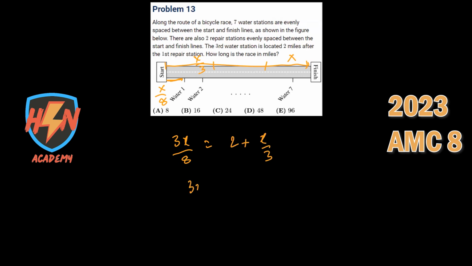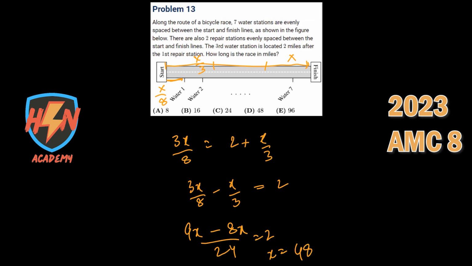Now we move all the x's to one side and take a common denominator, which would be 24. So we'll get 9x minus 8x over 24 equals 2. That means x equals 48, and the answer is D.